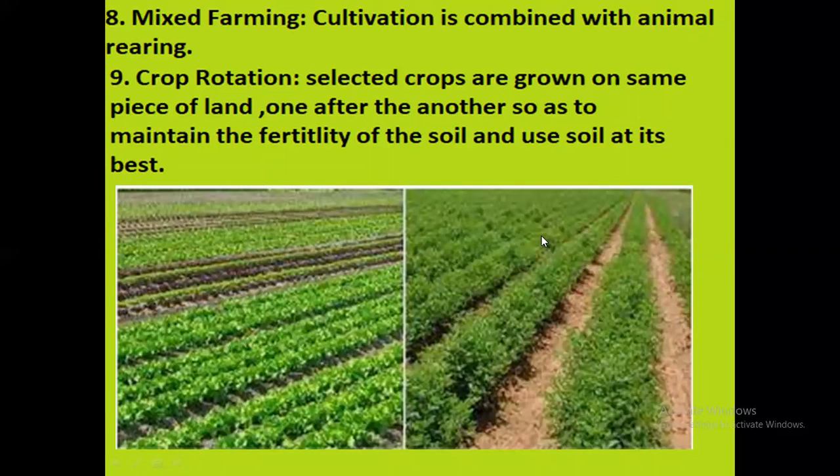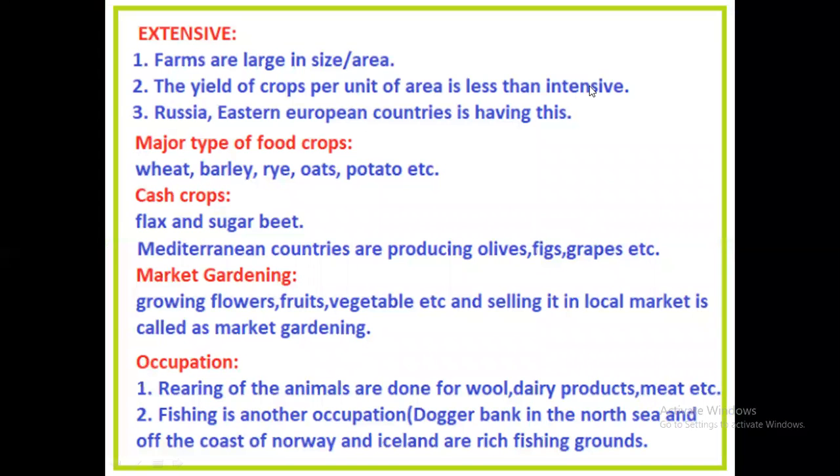Moving towards the next one, we can now move towards another type of practice done in agriculture in Europe. Intensive we had learned. Now is the time to have a look at extensive. In extensive, farms are large in size or area. Unlike intensive, where size is not so large, farms are of small size. In extensive, farms are quite larger in size.